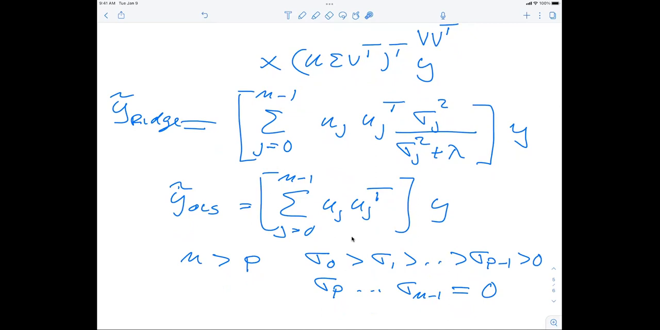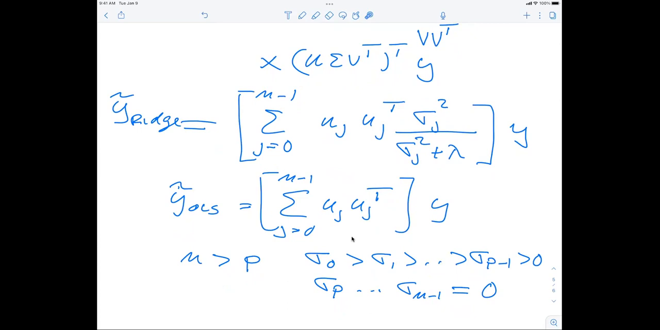So look at the values of the singular values and look at the summations. Yes. So since sigma j is 0, when we go beyond the dimensionality or p, then all the other terms are zero.